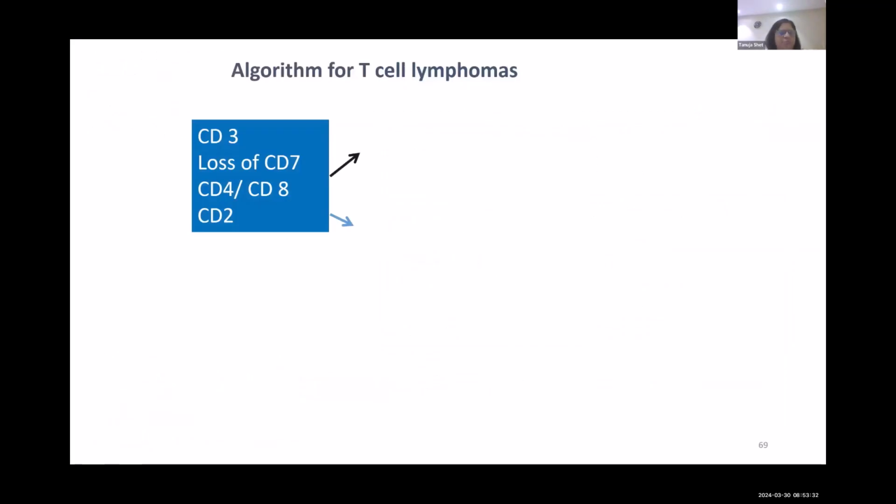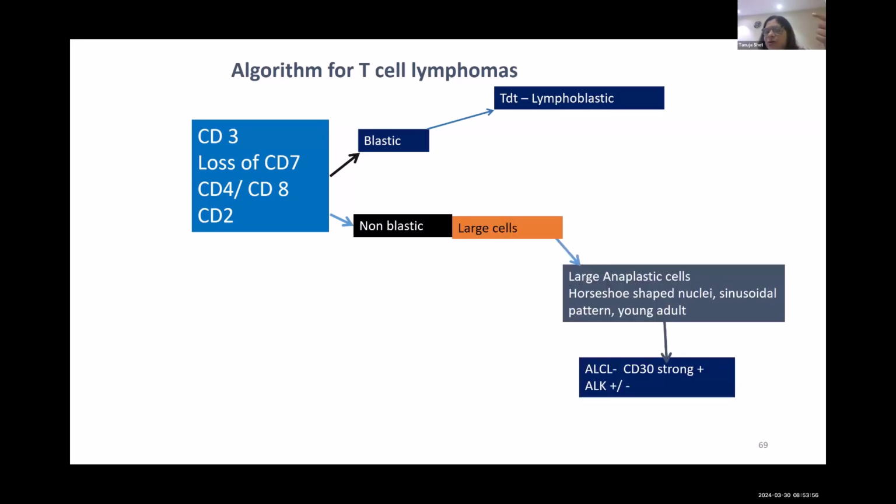So what is the algorithm to the diagnosis of T cell lymphomas? As I told you already, CD3, CD7, CD4, CD8. CD2 is never lost in mature T cell lymphomas, but CD2 is very important to find out the lineage in T lymphoblastic lymphomas. It's the last to go marker. So you have to look at the morphology first. If you have a T cell lymphoma and it is blastic, rule out a lymphoblastic lymphoma. Then if it is large cell type, then rule out an ALCL. Another type of large cell lymphoma that is seen is CD56, an NK cell lymphoma, so do a CD56.